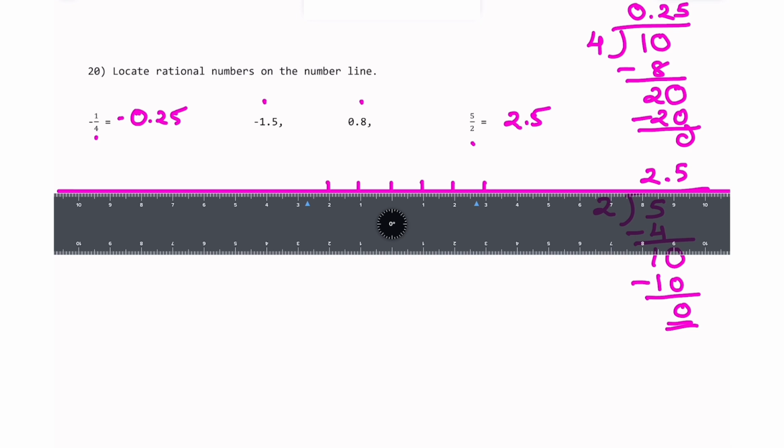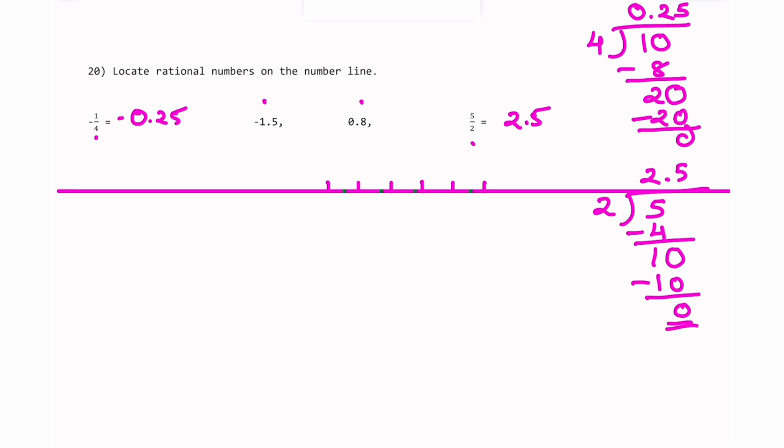Okay, now what do I need? Minus 0.25. So this is 0.5. So somewhere here. Okay, let me do it with a different color so that it's understood. So that's my first one. Then I have minus 1.5. So that will be here. Then 0.8. So that's 1. So 0.8 should be here. And then 2.5. 2 is here, 3 is here, so in the middle, right? So that's 2.5.